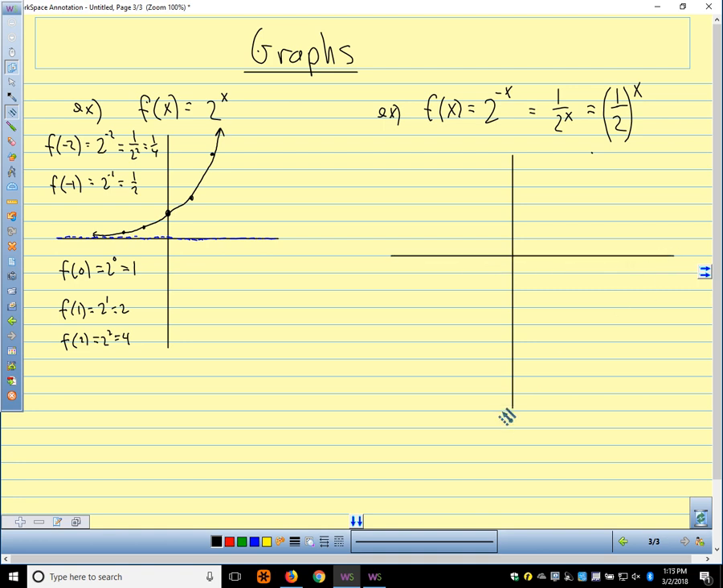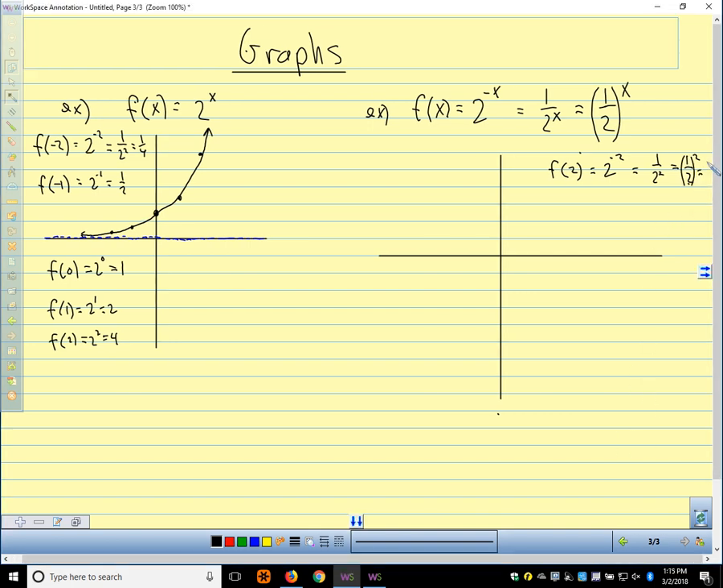And we'll do our points in reverse order. F of 2 is 2 to the negative 2, which is 1 over 2 to the 2, which is the same as 1 over 2 squared, 1/2 squared, which is 1/4. So here at x equals 2, I get a point at 1/4. We know we have a horizontal asymptote. Let me put that in. At y equals 0.